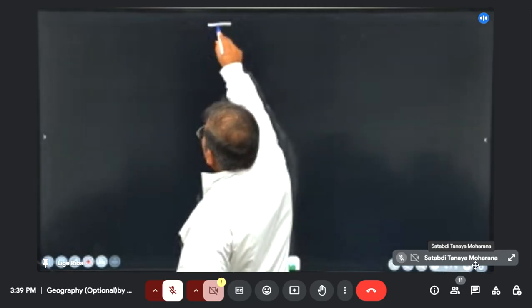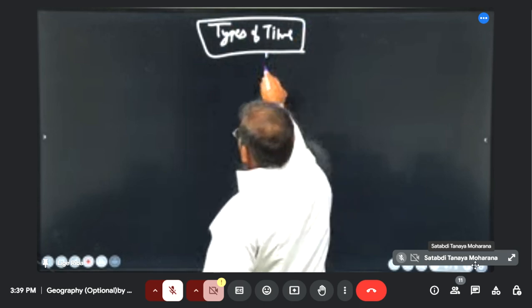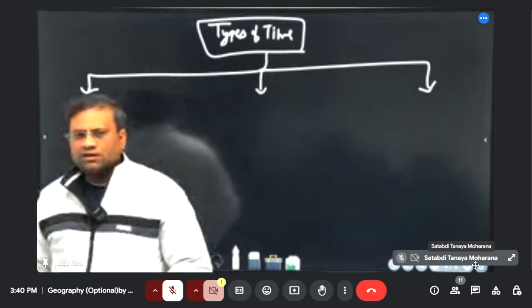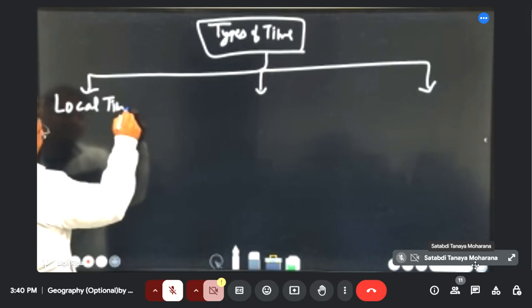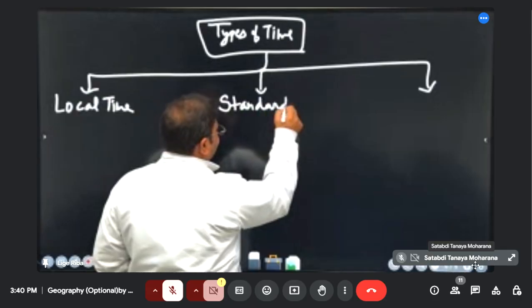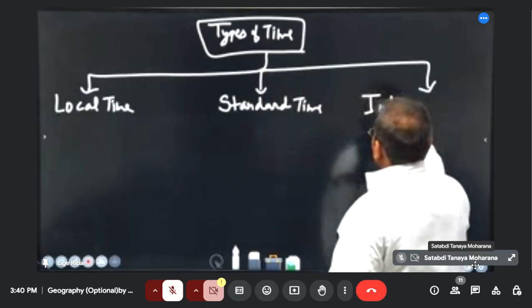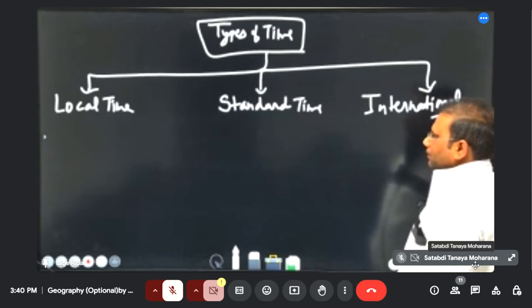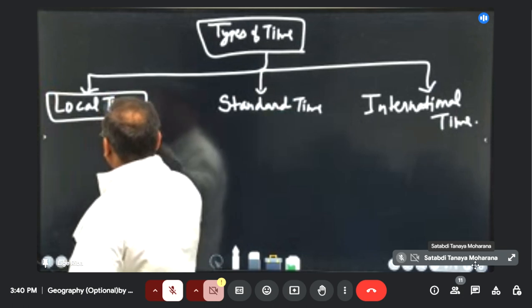There are 3 types of time in our geography. One is called local time. Second is called standard time. Third is called international time. Three types of time: local, standard, international. So first understand local time.